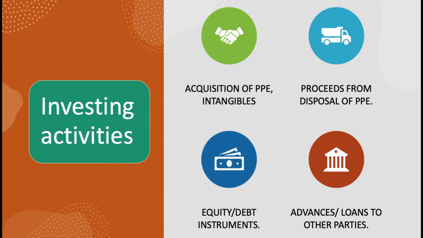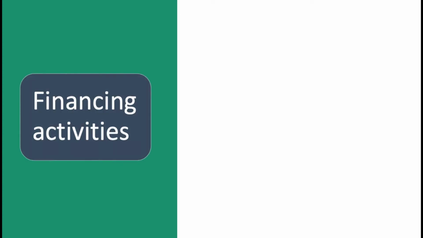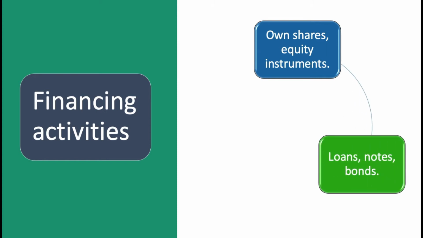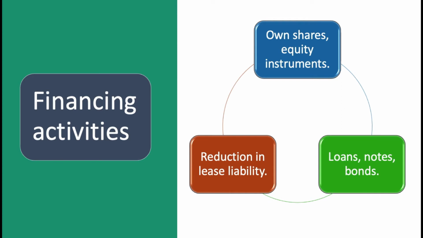The third activity is financing activities. This section contains rights or shareholders of the entity. This could be the issue of shares and equity instruments, any sort of loans, notes or bonds received in the course of financing activities. Lastly, reduction in lease liability shall decrease net cash.